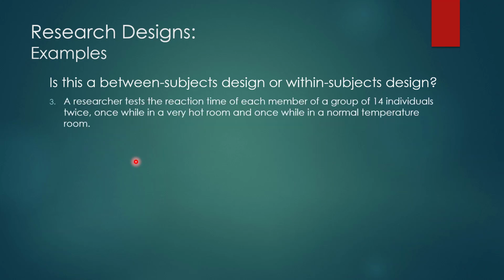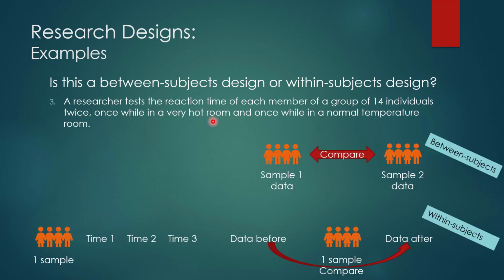How about this example? A researcher tests the reaction time of each member of a group of 14 individuals twice, once while in a very hot room and once while in a normal temperature room. So we have 14 individuals in our sample, and they're going to be measured twice. That sounds like a repeated measure. So is that between subjects or within subjects? Let's think. Do we have two different samples of individuals? Or do we have one sample that's measured in a hot room and a normal temperature room?